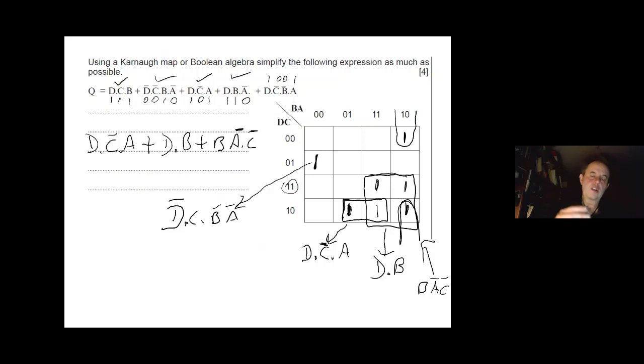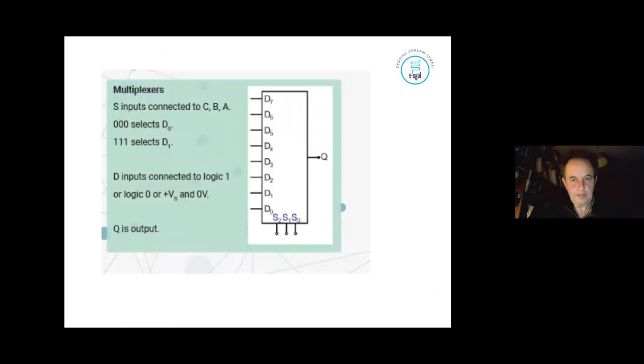Okay, so the more you group, the fewer letters you will always use. That's why we try to simplify by grouping as many together as possible. Right, moving on to the last one for today, which is on multiplexers.